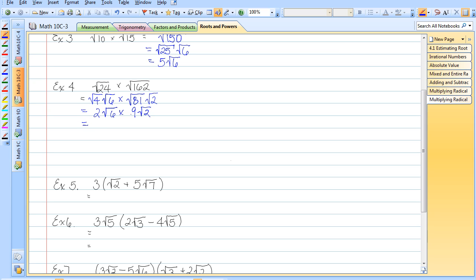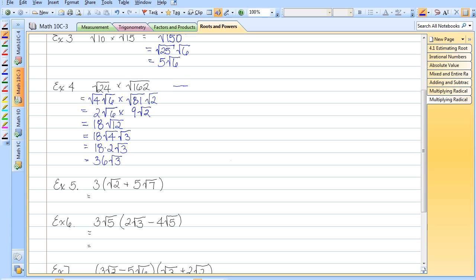Multiplying the coefficients, 2 times 9 is 18, and root 6 times root 2 is root 12. So normally we would think that we'd be done, except of course looking at our radicand, we can see that there's still a perfect square factor of 4. So 18 times root 4 times root 3 is the same as 18 times 2 times root 3, or simply 36 root 3. Remember to check your work.